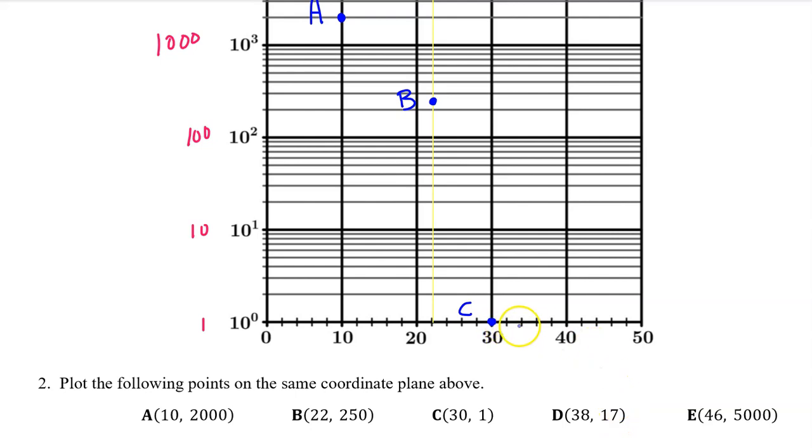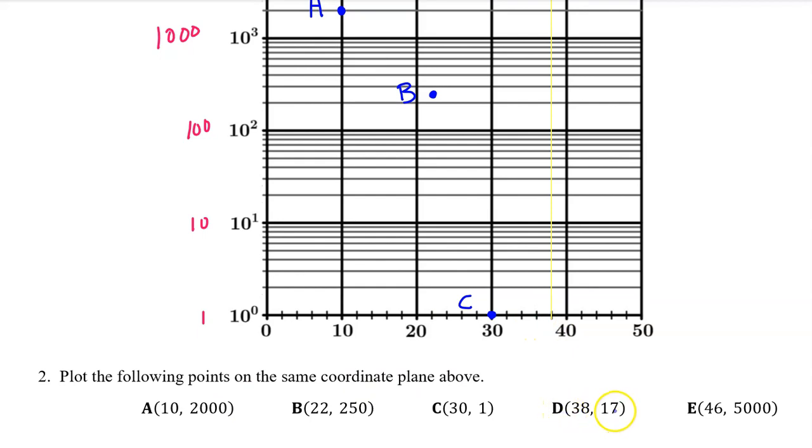Point D is 38, 17. This is 32, 34, 36, 38. To get to 17, we must pass 10. And as we pass 10, we begin counting by tens. So this bottom line is 10, but the next line would be 20. 17 is going to be a little bit below that, but pretty close. So I'm just going to put point D right here.